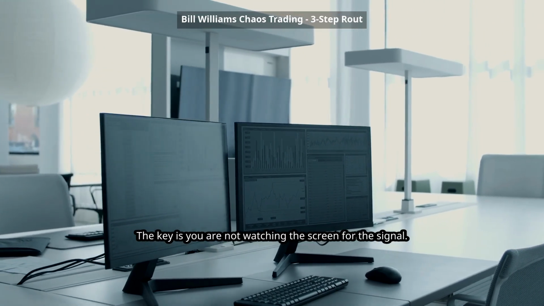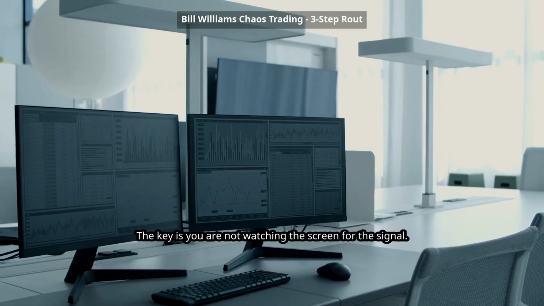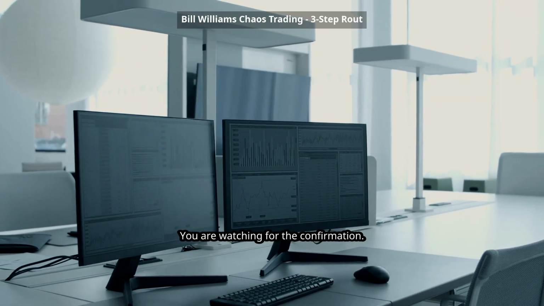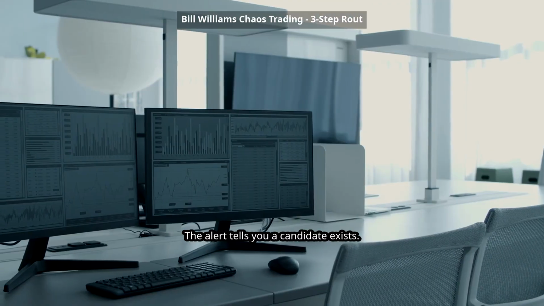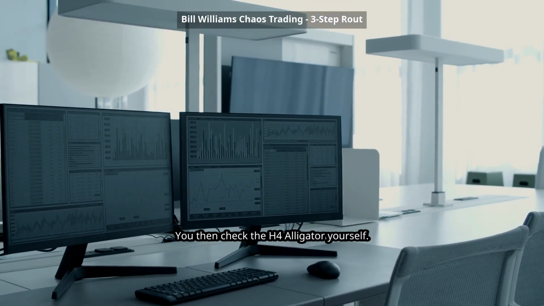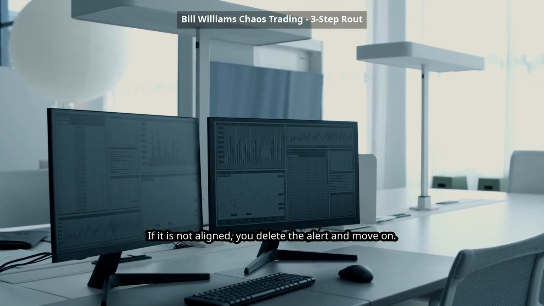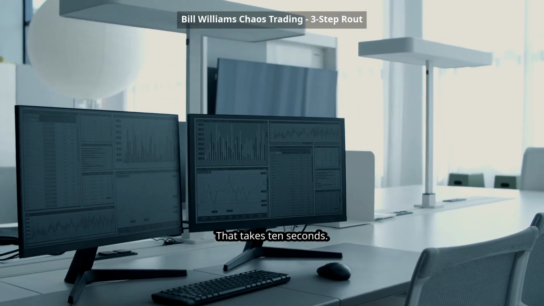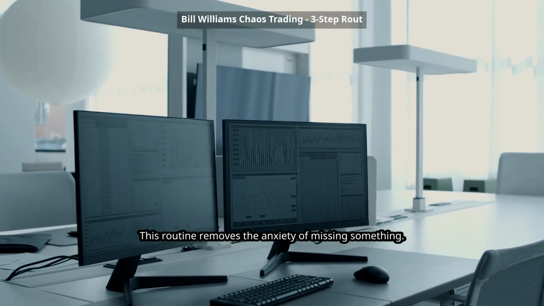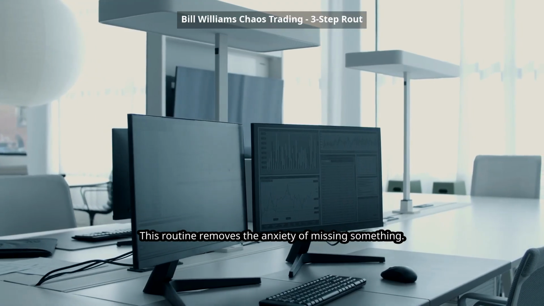You are watching for the confirmation. The alert tells you a candidate exists. You then check the H4 alligator yourself. If it is not aligned, you delete the alert and move on. That takes 10 seconds. This routine removes the anxiety of missing something. The market will always give you another fractal. Always. Here is a real test I ran this week on EURUSD.